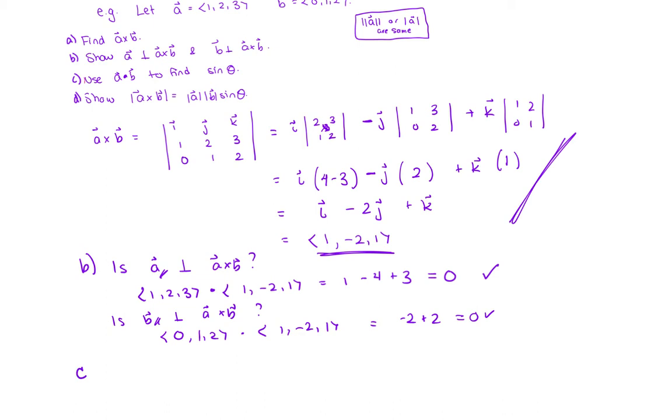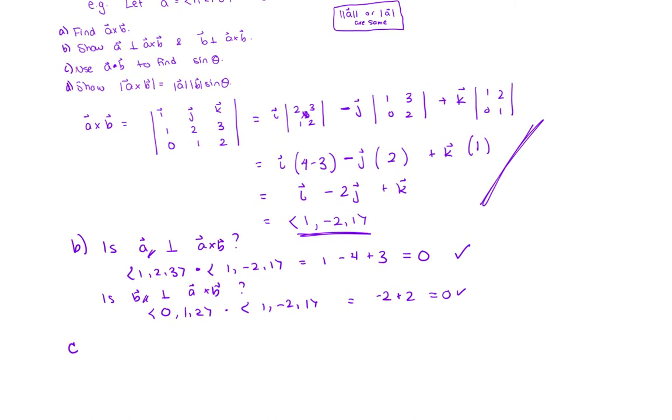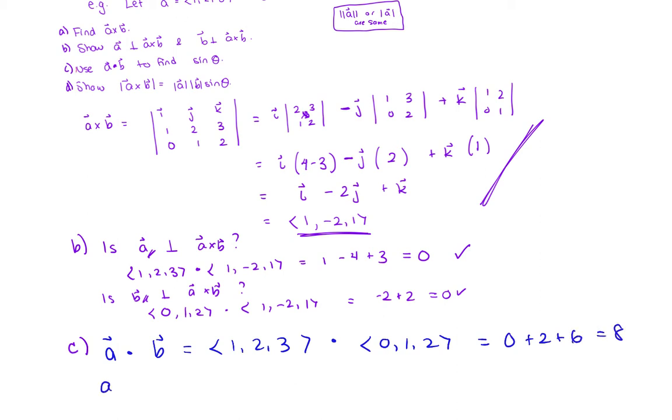Okay, now we want to use A dot B to find the sine of theta. So that's kind of a weird question. It's not one that we would standardly be asked, but it's just sort of an interesting thing that we can do here. So I know that A dot B is just going to be 1, 2, 3, dotted with 0, 1, 2. So that's going to be 0 plus 2 plus 6, which is 8. And I also know that A dot B is equal to the magnitude of A times the magnitude of B times the cosine of the angle in between.